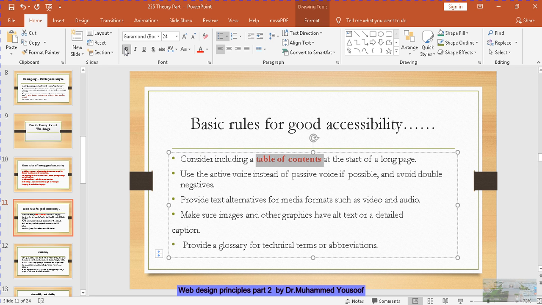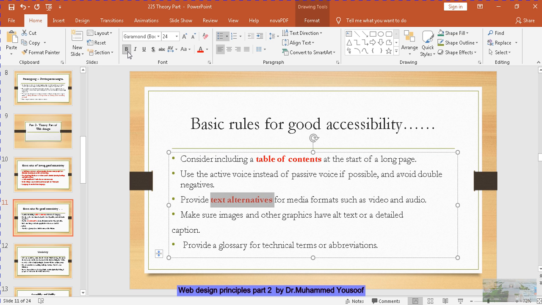And then provide text alternatives for media formats. Some people may not have the particular media player used by your website, and they cannot see that particular image, because of that the icon cannot be shown. So please provide a text alternative. That's what we did in HTML. If you have the image source, you give the image, then you give the alt, alternate.